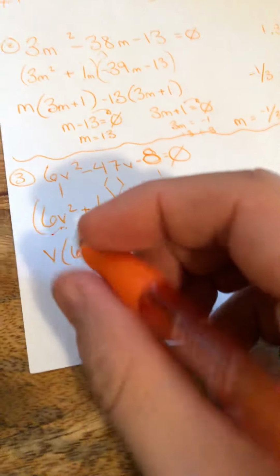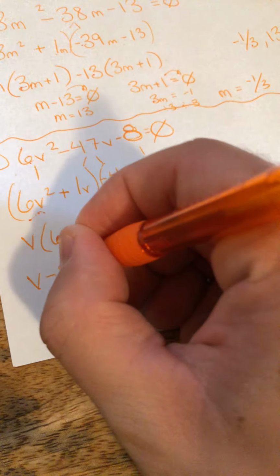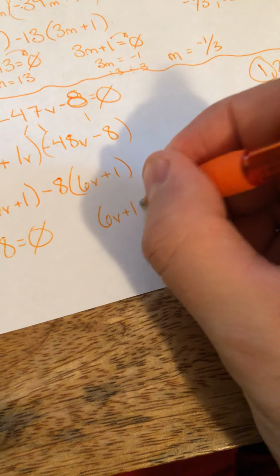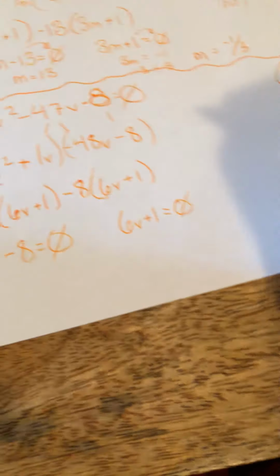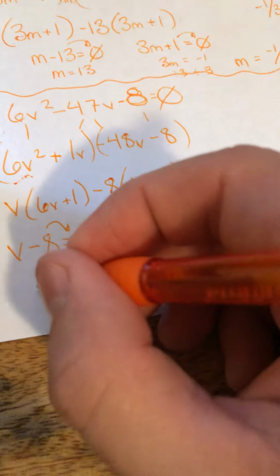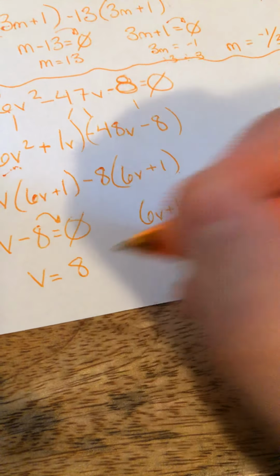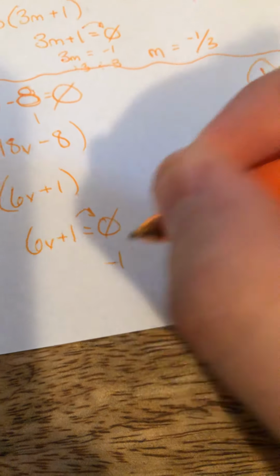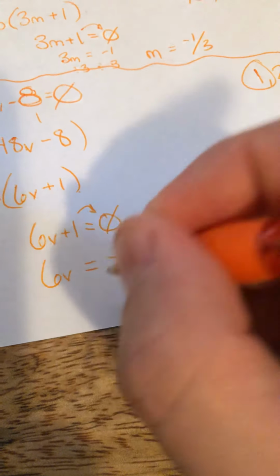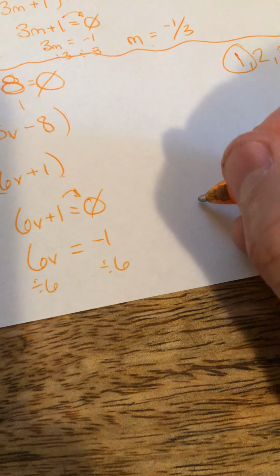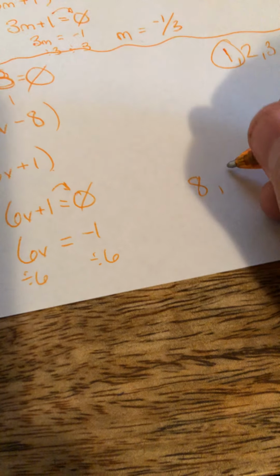Now we combine what's on the outside. v minus 8 equals 0. And then inside 6v plus 1 equals 0. All right, now moving our 8 over makes it positive. So we get v equals 8. And then moving the 1 over here makes it negative. Gives you 6v equals negative 1, divided by 6, divided by 6. And then you get v is either 8 or negative 1/6.